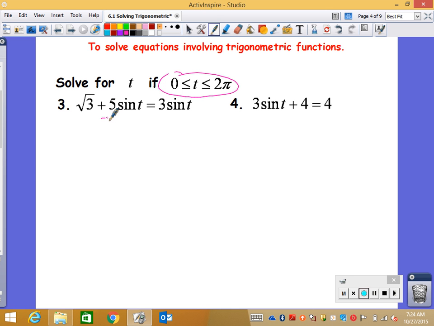Let's subtract 5 sine t from both sides. What am I left with? Root 3 is equal to, well, I have negative 2 sine t. Then divide by negative 2. So I end up getting that sine t is negative root 3 over 2.